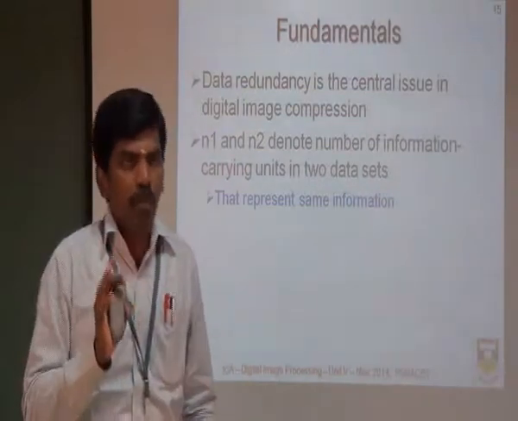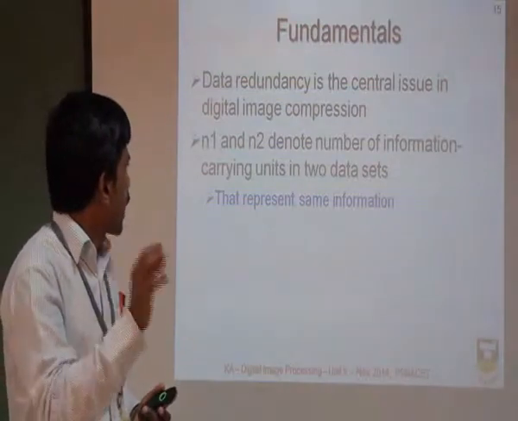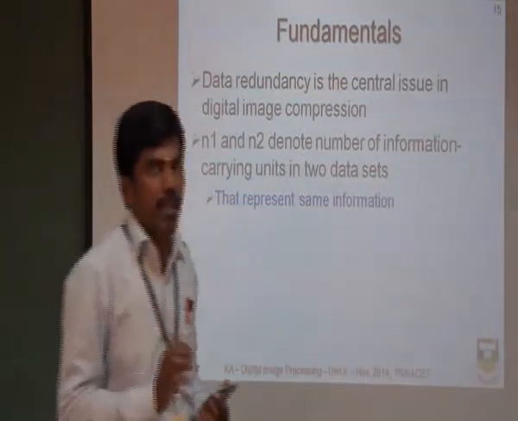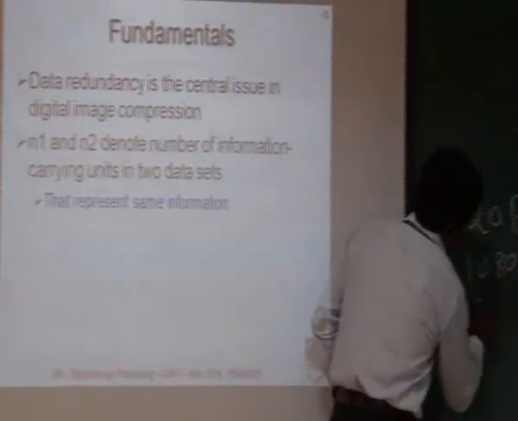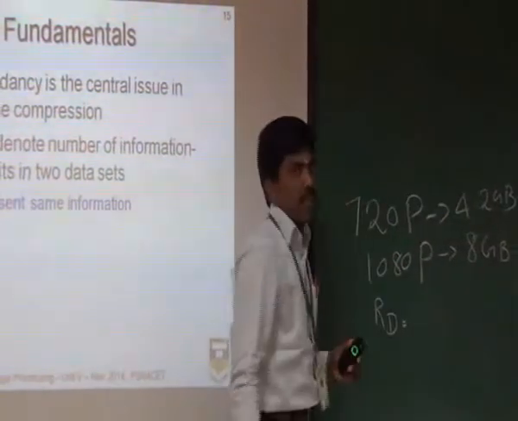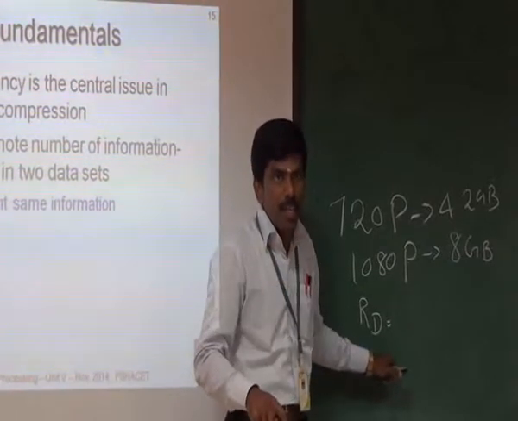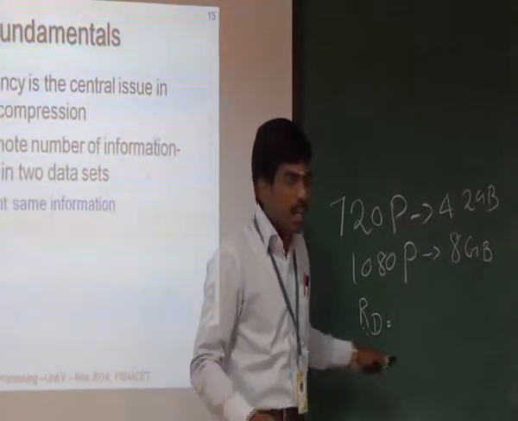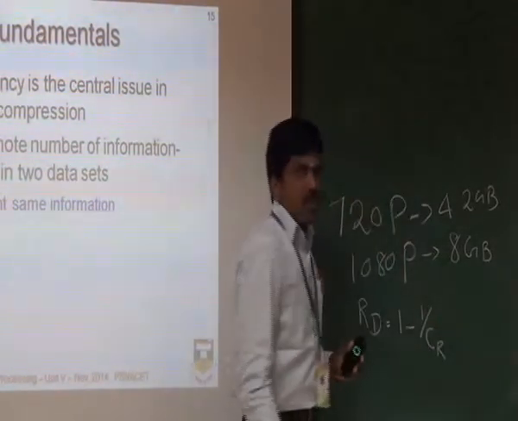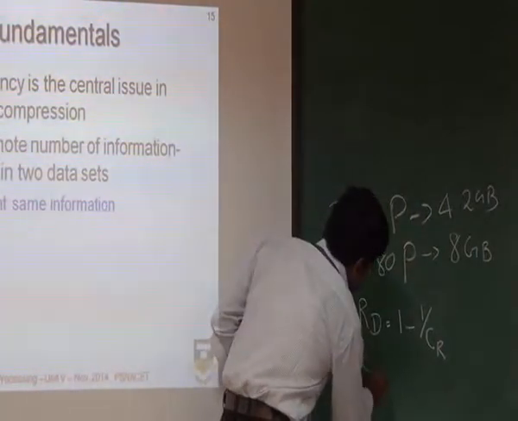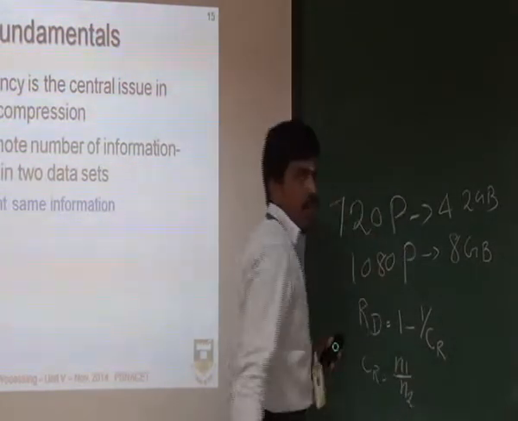Suppose I take two examples, with N1 and N2 denoting the number of information-carrying units in two data sets that represent the same information. In image processing they use two formulas. The first is RD, the relative data redundancy. Relative data redundancy is RD = 1 - 1/CR, where CR is the compression ratio, the relation between the two data values: CR = N1/N2. That is the formula.